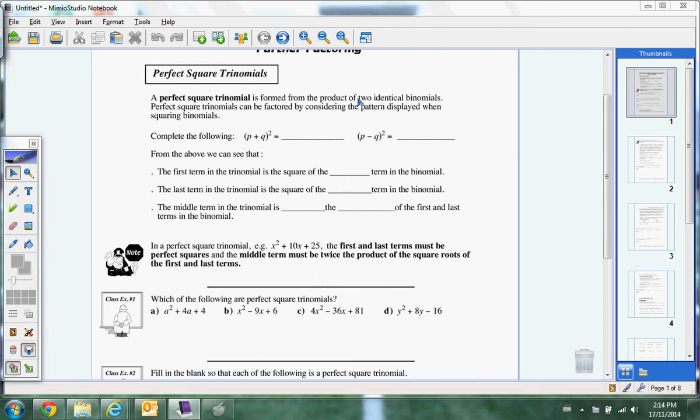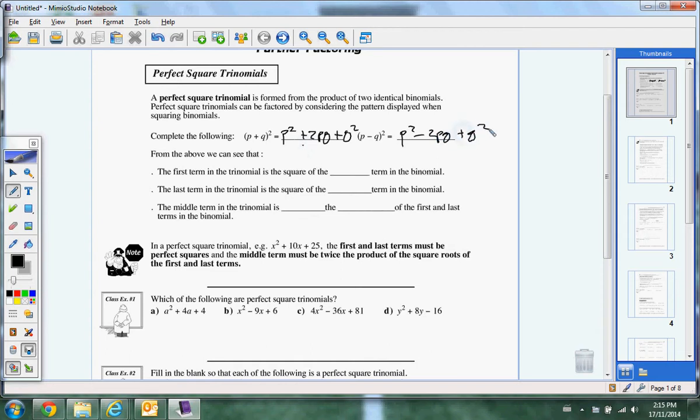A perfect square trinomial is formed by the product of two identical binomials. So if you square them, you get the same thing. Like (p + q) squared would give you p squared plus 2pq plus q squared. Conversely, with the minus, it's the same exact thing, but instead of a plus in the middle, it's a minus. So p squared minus 2pq, still plus q squared because it's a negative times a negative.